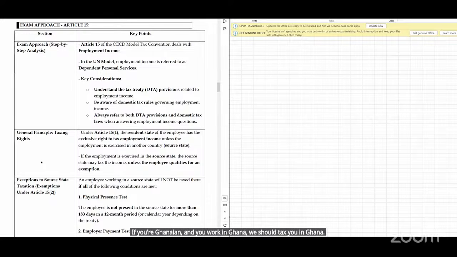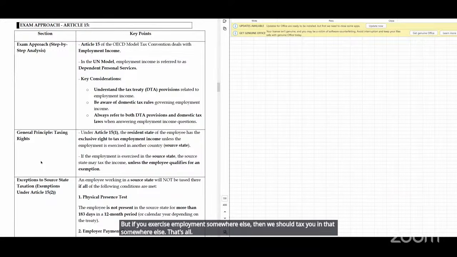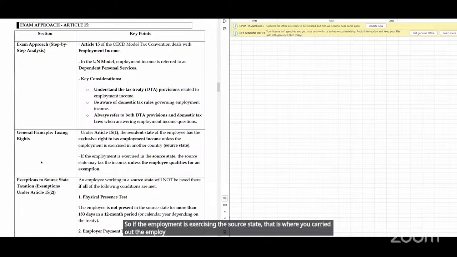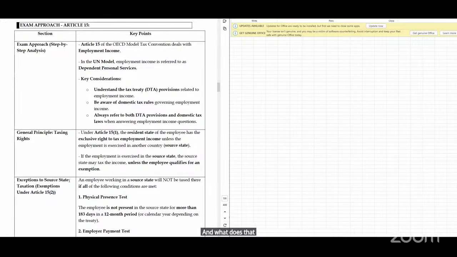But if you exercise employment somewhere else, then we should tax you in that somewhere else. That's all. If the employment is exercised in the source state, that is where you carried out the employment, then the source state may tax the income unless you qualify for an exemption. And what is that exemption to the source state taxation?